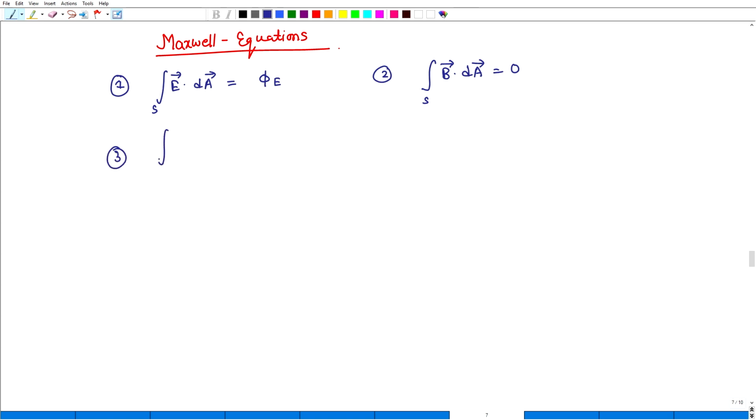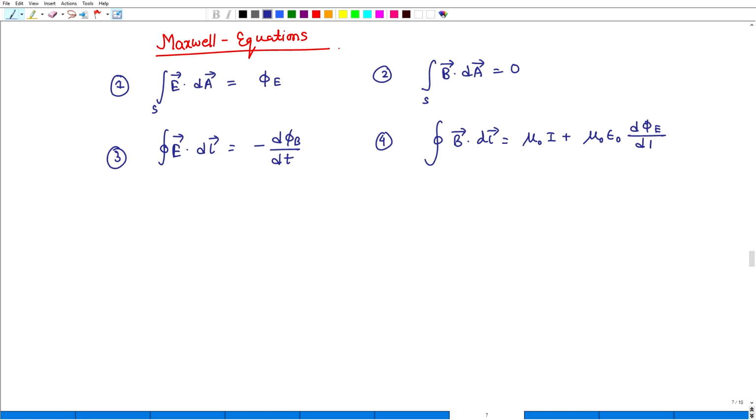The third one is the closed line integral of electric field E dot dl, which is actually minus d phi B by dt. I mistakenly wrote d phi E, but it should be d phi B. And the fourth is the closed line integral of B dot dl, which is mu naught I plus mu naught epsilon naught d phi E by dt. So there are 4 laws.